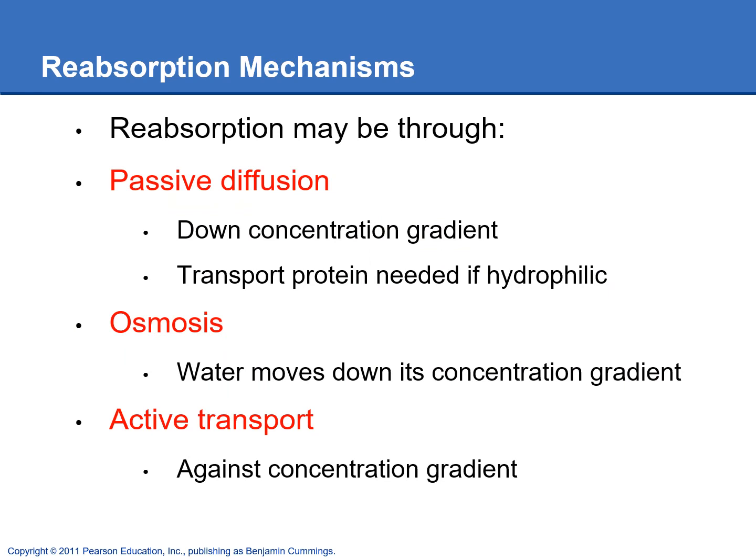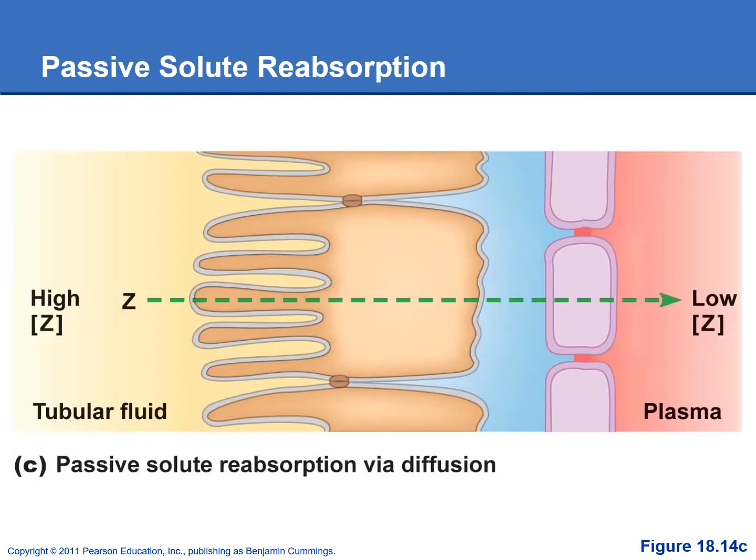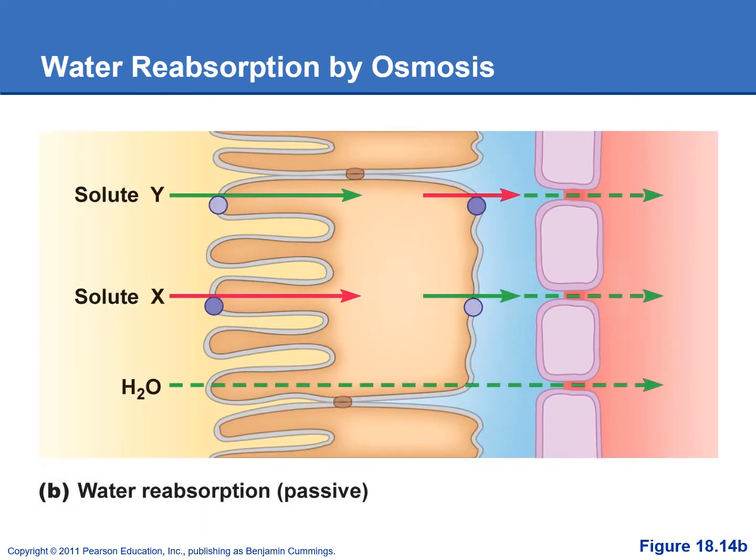Reabsorption can happen through passive diffusion, osmosis, or active transport. With passive diffusion, remember that substances are going to move from high to low concentration, and if we're transporting a hydrophilic substance across the transcellular route, we will need some transport proteins there. Water from the filtrate will be reabsorbed into the blood and the peritubular capillaries through osmosis. So if you're reabsorbing solutes, remember that water likes to follow the solutes. So water will just diffuse down its concentration gradient and follow the solutes into the blood.